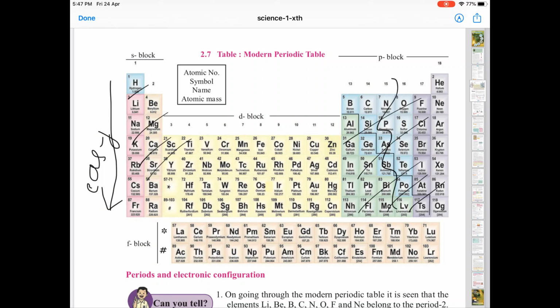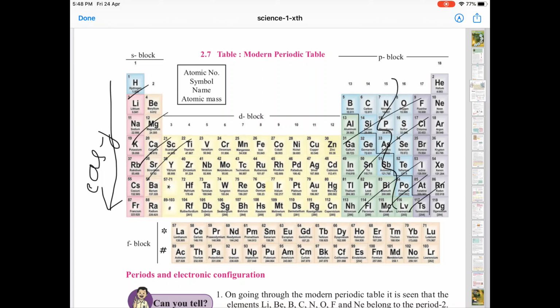The metallic character decreases as we move from left to right along a period, and the metallic character increases as we move from top to bottom along a group. So the property of metallic character is, we can say, inversely proportional to the atomic size. Atomic size increases, metallic property increases. Atomic size decreases, metallic property also decreases.